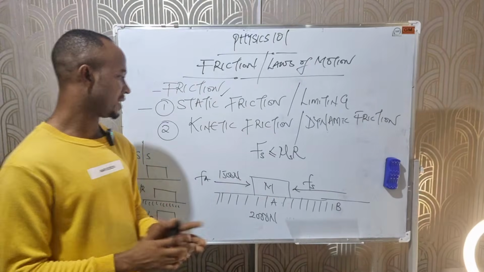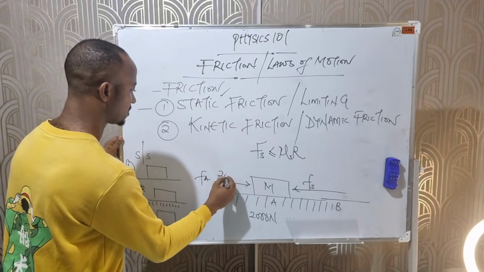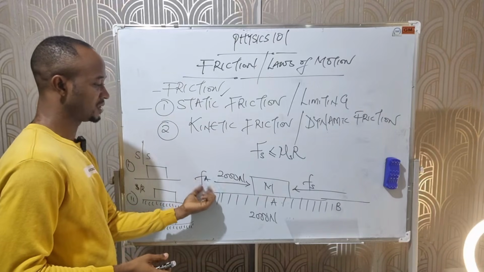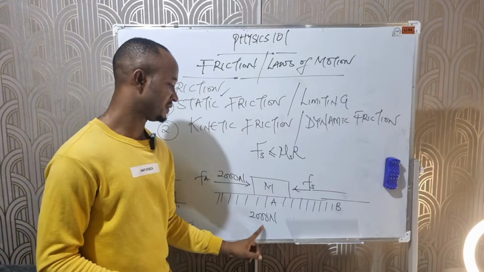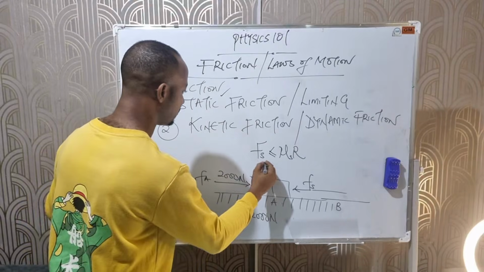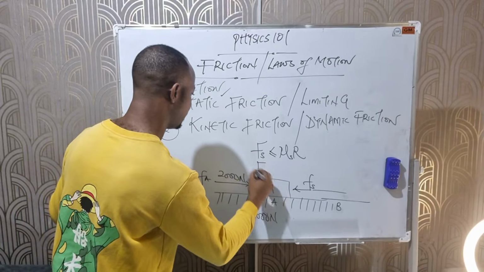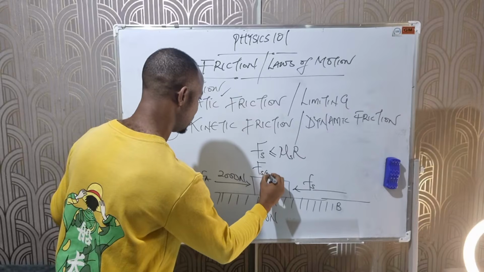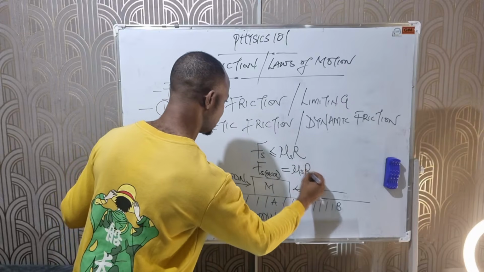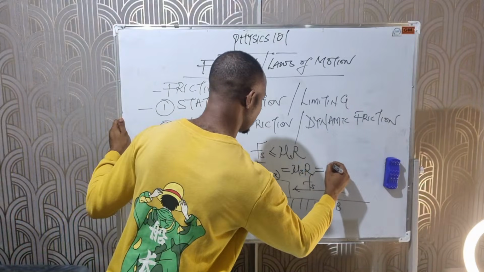But there will be a point where the applied force, let's say 2000 Newton, is now equal to the static frictional force of 2000. The body will just begin to move. At that moment, we have what we call the maximum static frictional force. Our static frictional force is maximum and is equal to mu s R, which is also equal to the applied force.